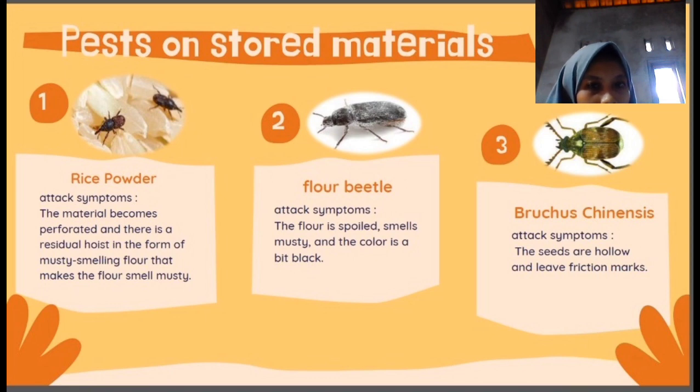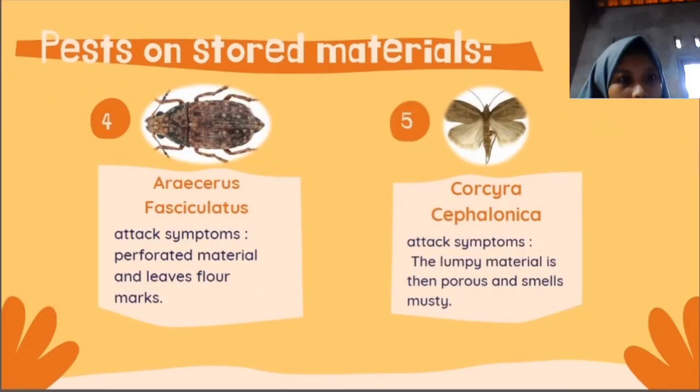Next. Number 4. Ericerus fasciculatus. Perforated material and left flour marks. Number 5. Corcyra cephalonica. The lumpy material is then porous and smells musty.